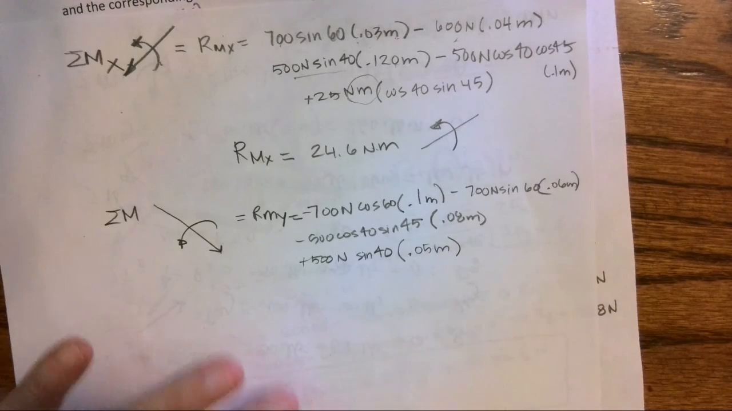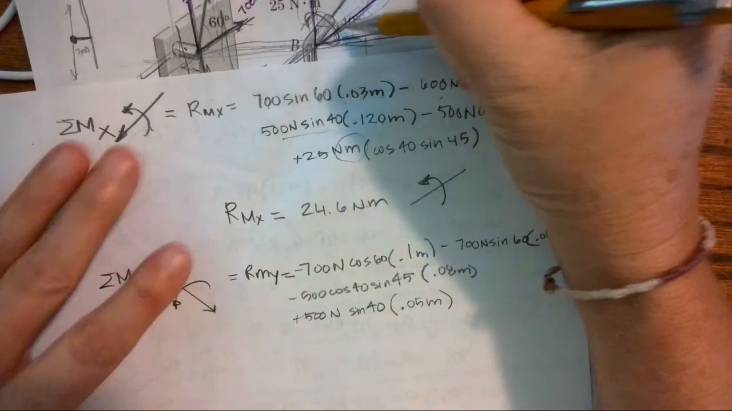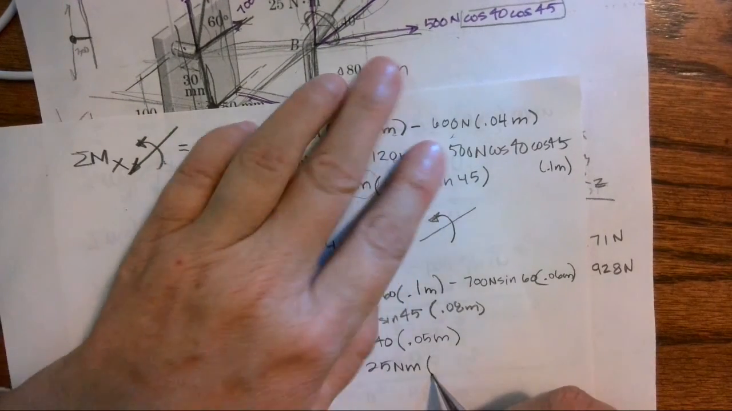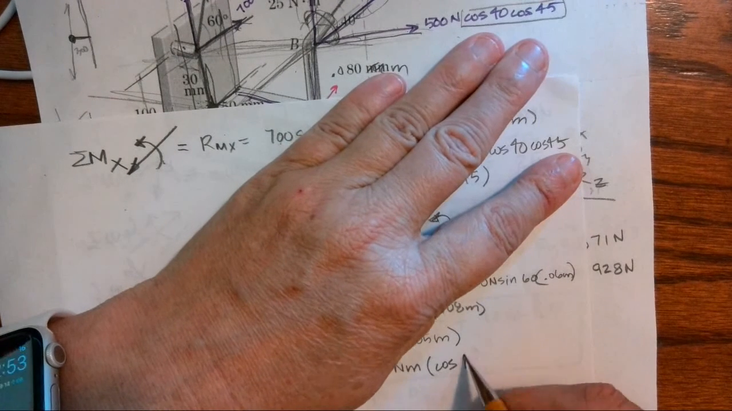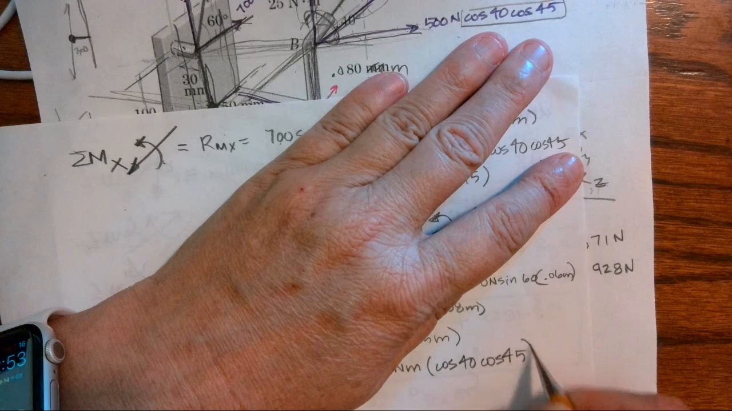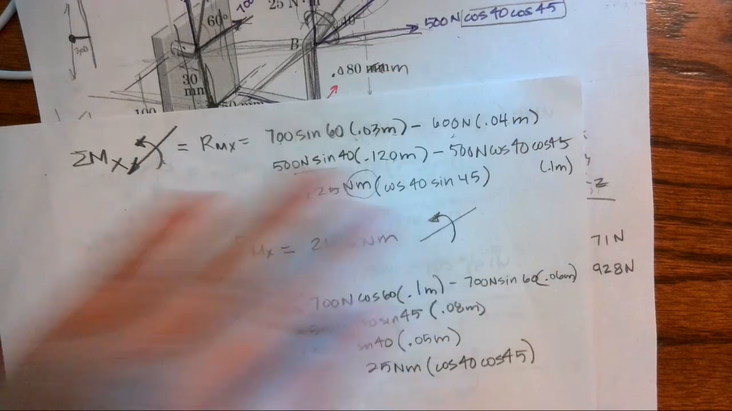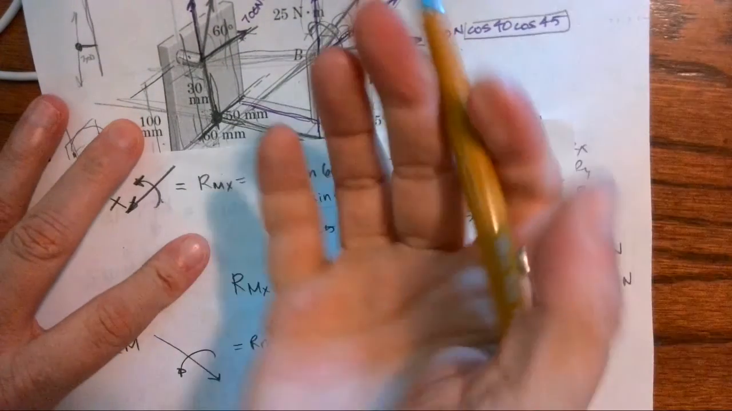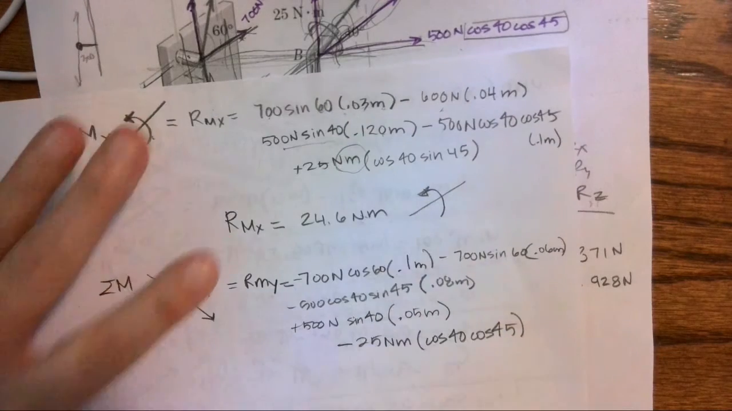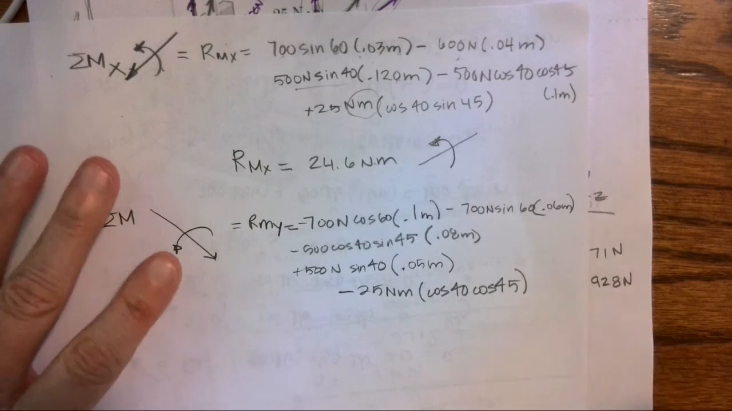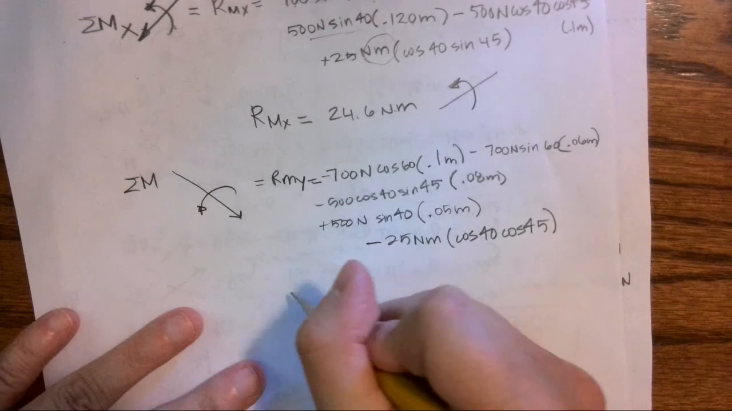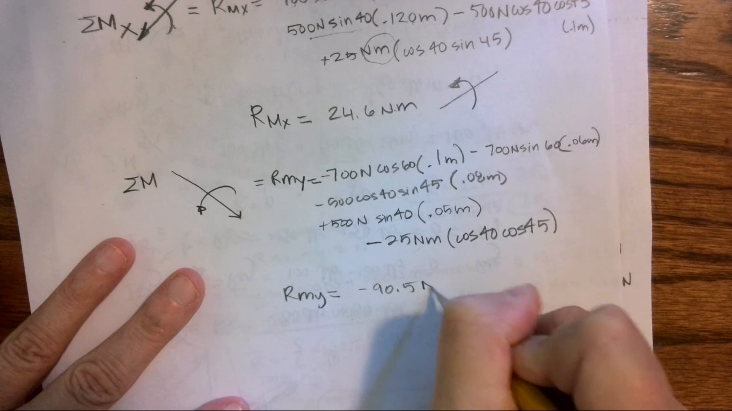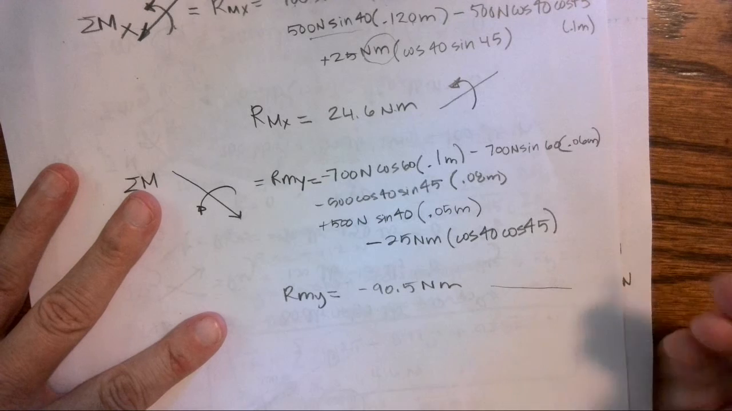And then we need to include the y component of this applied moment. So we have 25 Newton meters, and the y component, cosine 40, cosine 45. Is it positive or negative? We can see it's twisting kind of back and twisting towards us is positive, so that is also negative. If we add this up, the resultant moment about y is negative 90.5 Newton meters. So if I'm looking at the y-axis, we're actually rotating back that way.